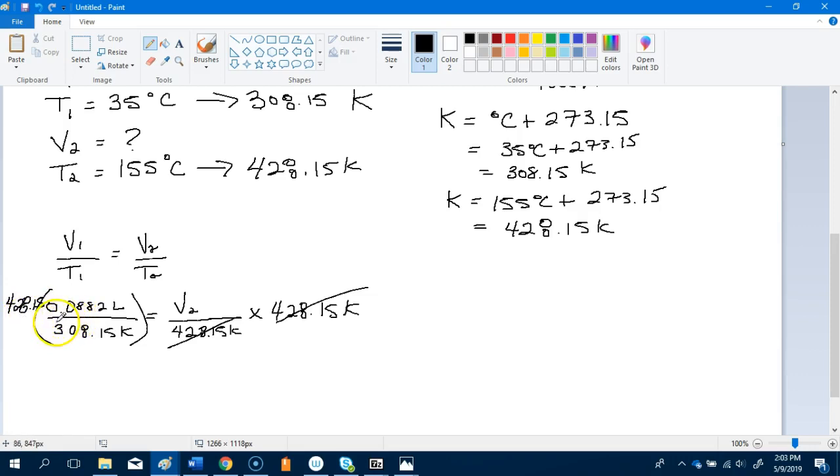So to put this into my calculator, I am going to take 0.0882 liters, divide by 308.15 kelvins. Whatever that is, I then multiply by 428.15 kelvins, which gives me a final volume of 0.122 liters.